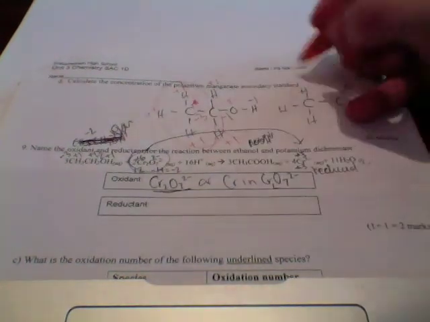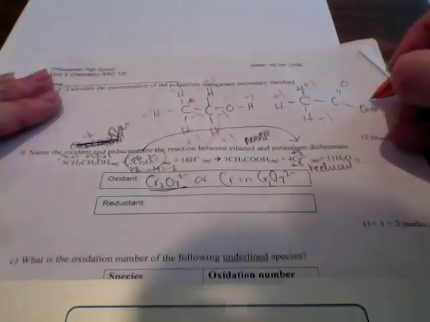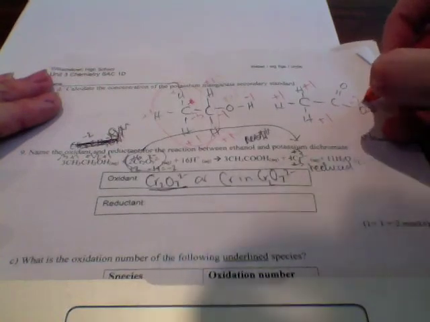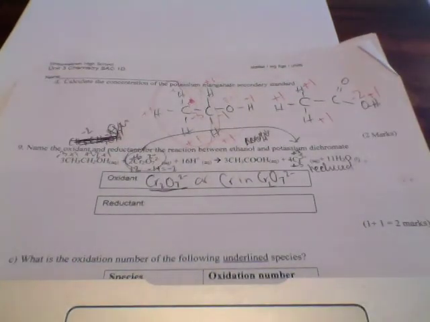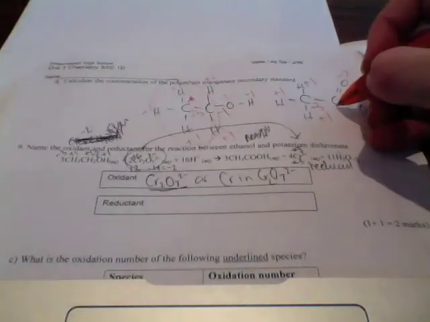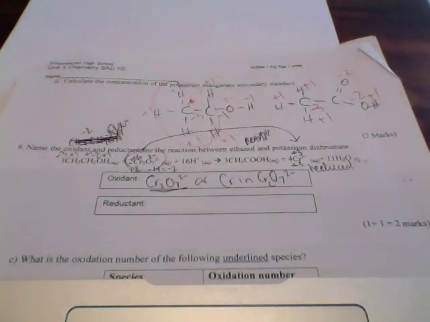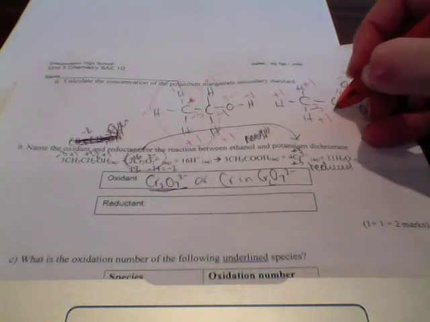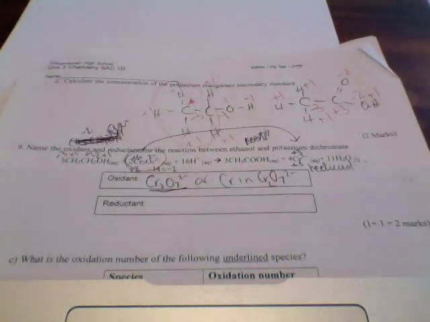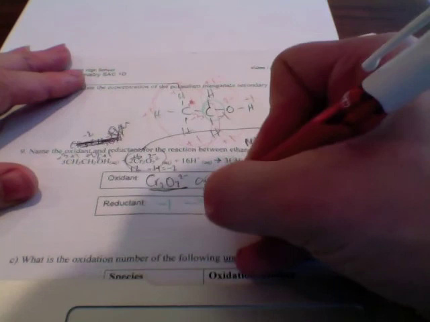Okay, now let's work out this one. Plus 1, plus 1, plus 1, plus 1, negative 2, right? And negative 2, negative 3, and we will have a minus 2 is minus 4, plus 1 is minus 3, so carbon is plus 3. So everything stays the same except for this carbon goes from a negative 1 to a positive 3.